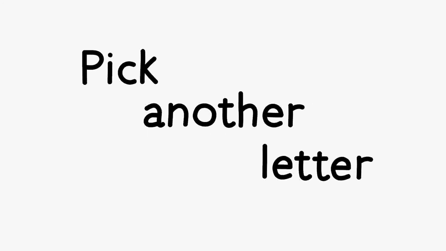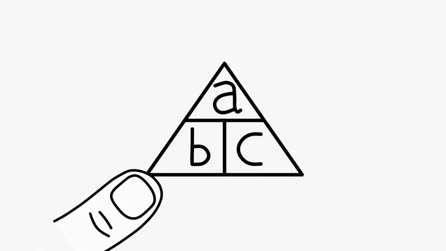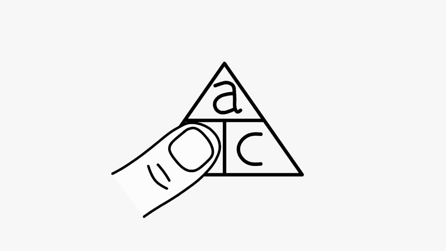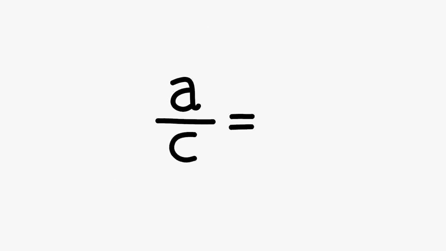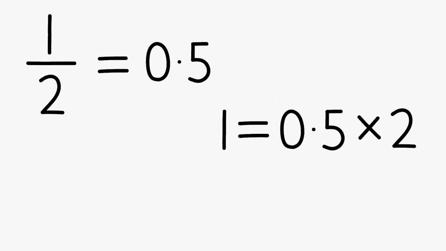Pick another letter. B. Okay, so cover up B. This time, A is on top of C, or more clearly, A is over C. Remind you of something? Fractions. This should remind you of A over C, which is equal to B. So you can use the magical triangle to rearrange any fraction you like.